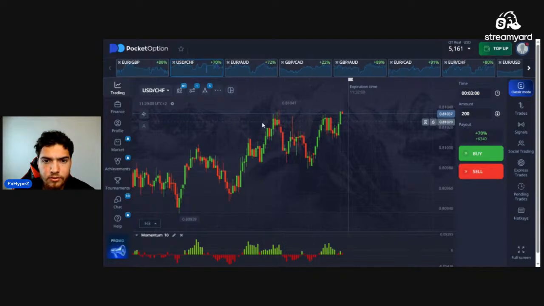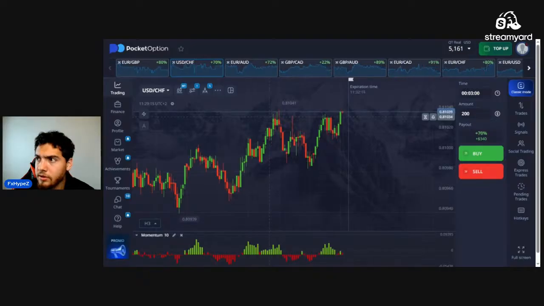USD CHF is a bit of a weird one. We do have resistance here, which I don't know how to feel about, because momentum is red.